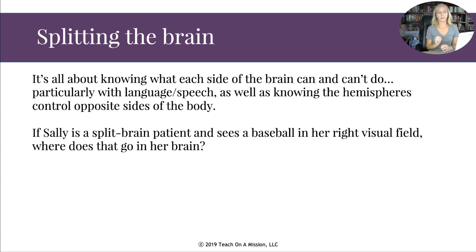If Sally is a split brain patient, she sees a baseball in her right visual field, because this is kind of complicated, but each side of your eye is controlled just like each side of your body. Kind of crazy. But let's say they isolate a baseball in her right visual field. Where does that information go in her brain? I hope you identify it goes to the left hemisphere, because it's her right visual field. So therefore it goes to the left hemisphere. Remember, opposites in the spinal cord.